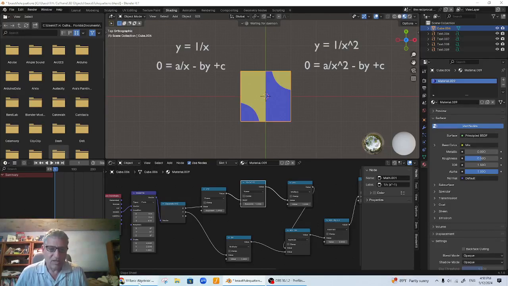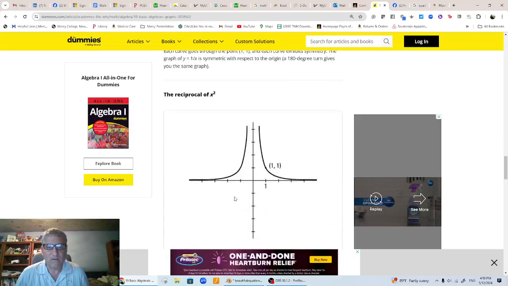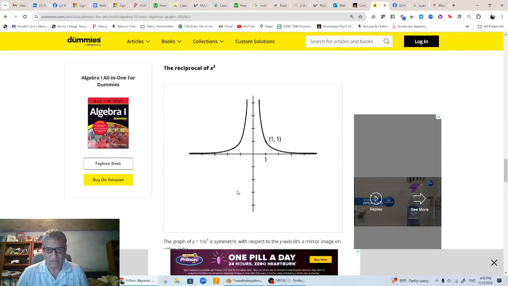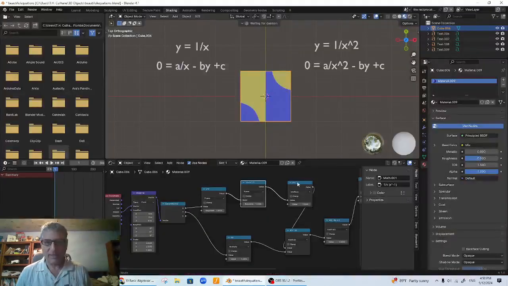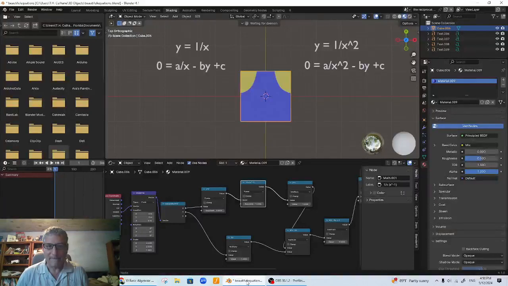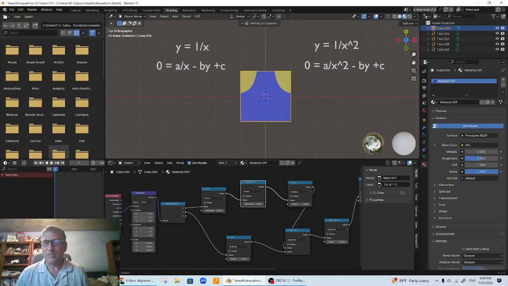All right, reciprocal of x. Next, in our basic algebra, the reciprocal of x squared. Oh, well, that was what we were doing on the other. So in here, when I say the reciprocal of x squared, I move this up to 2, and I get that, and yeah, that's what I get. I get the same thing there. All right, so this is actually the reciprocal of x, or x squared. All right, so that's that graph.